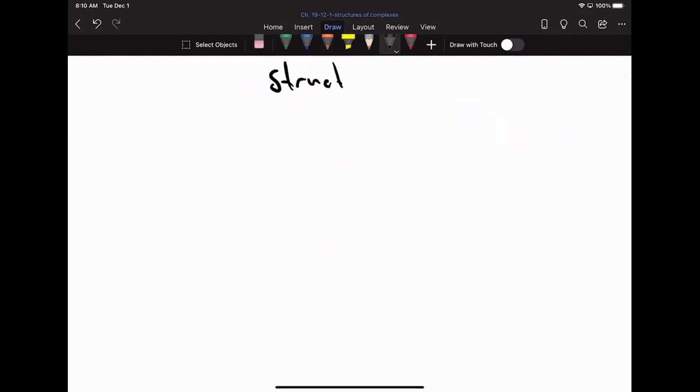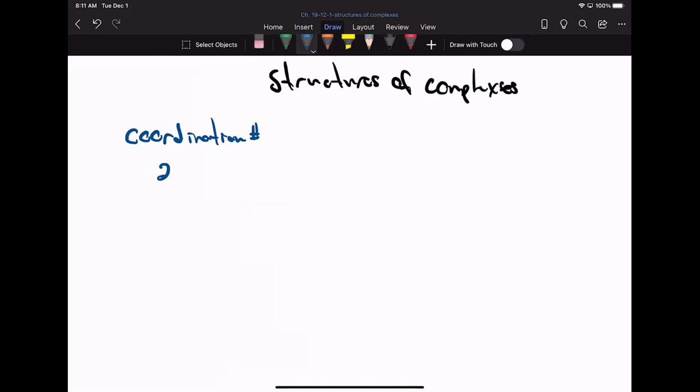So moving right along, structures of complexes. Structures of complexes are based off of the coordination number, right? We talked about coordination number, and this is the number of ligands that are attached to that central atom. So anything with a coordination number of 2 is something that we're going to refer to as linear, right? Linear means there's only 2 ligands attached to it.